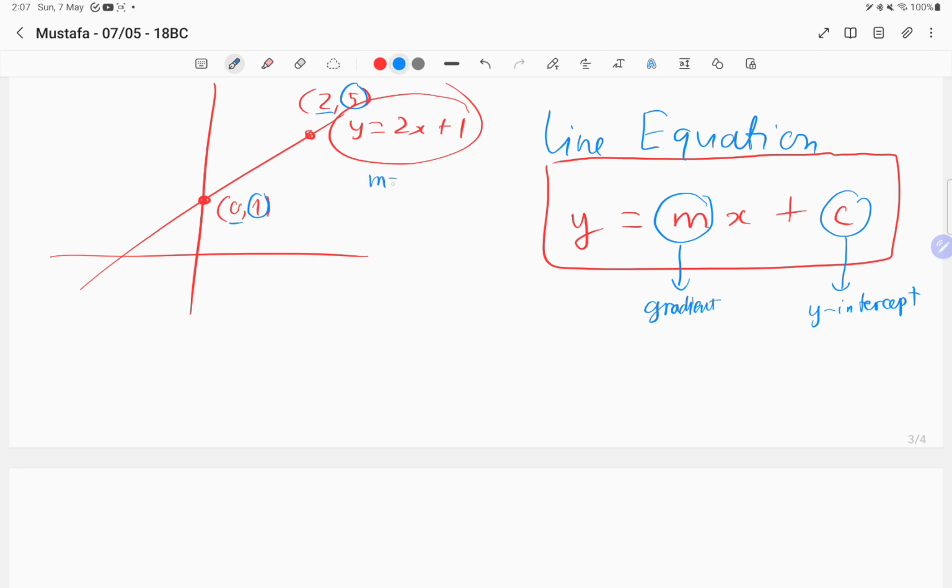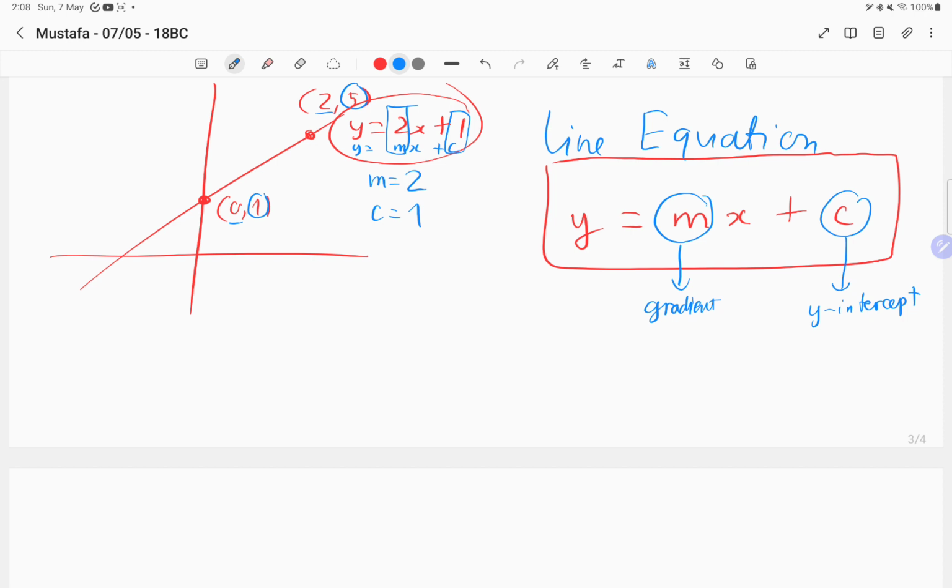m is... c is... 5? Isn't it 5? c is not 5. Okay, wait. We're comparing. c is 1. m is 2x. It's just 2 because it's m times x, right? So m is only 2 and c is only 1.